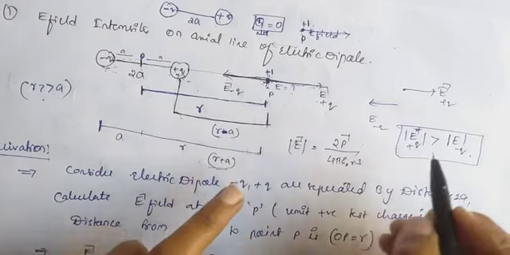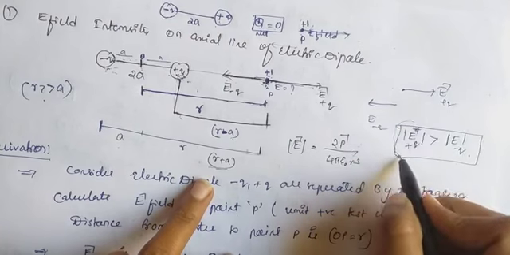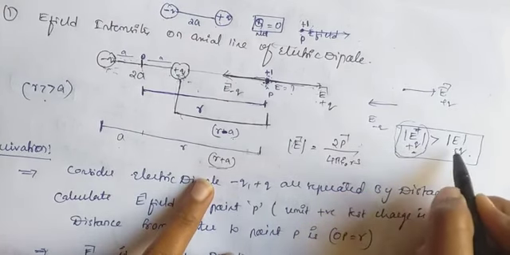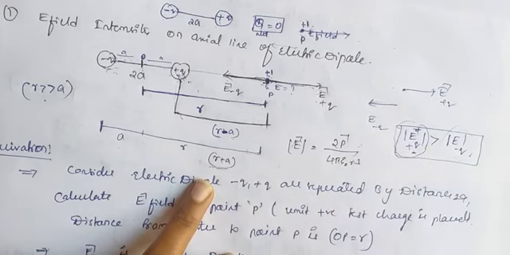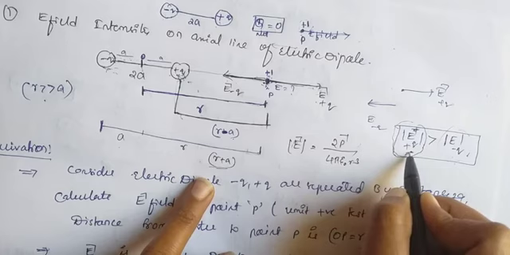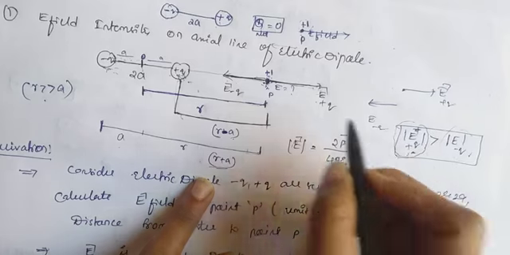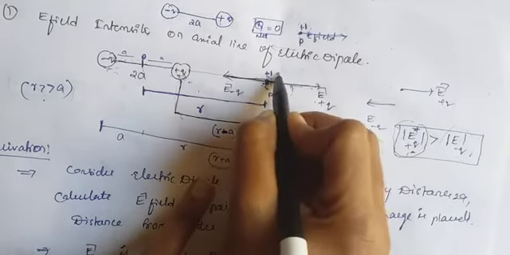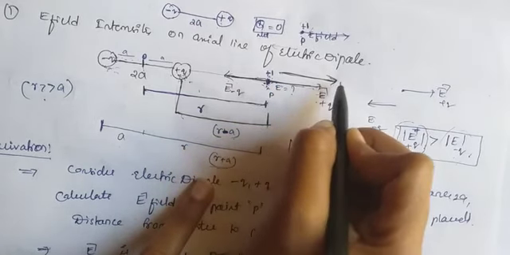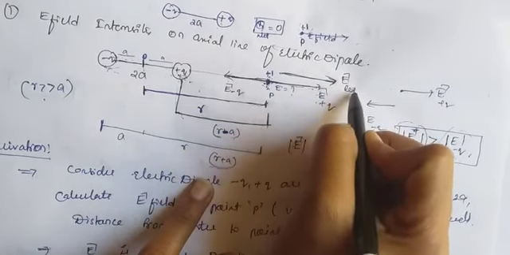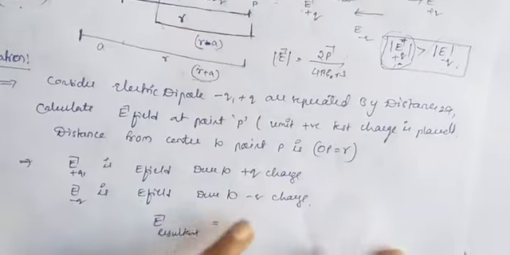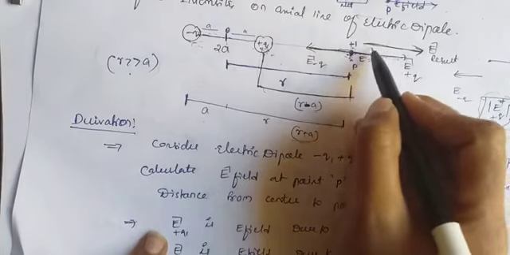So see here, the magnitude of the electric field due to the positive charge is greater than the magnitude of the electric field due to the negative charge. So that's why the magnitude of the electric field of the positive charge is greater, which means the resultant should be in this direction only. Okay, so this is the E resultant direction.